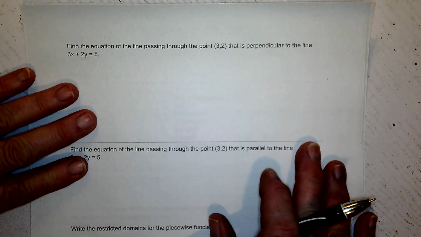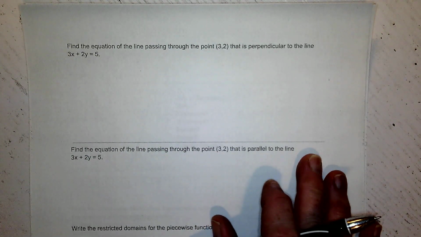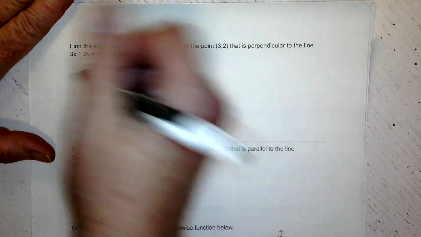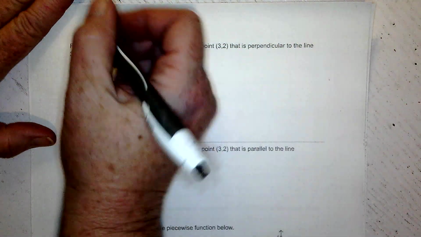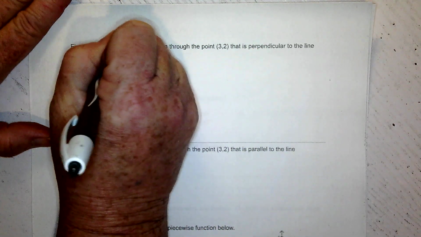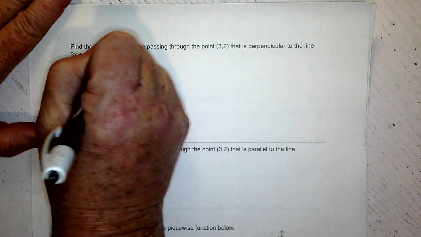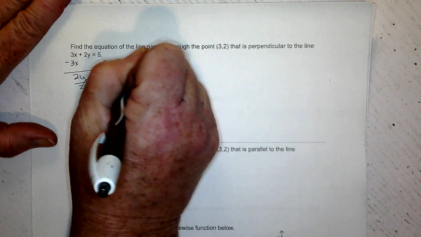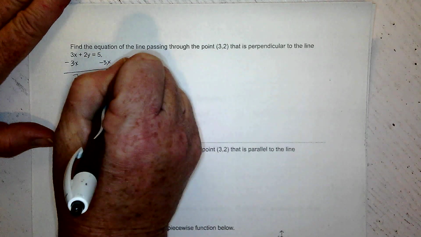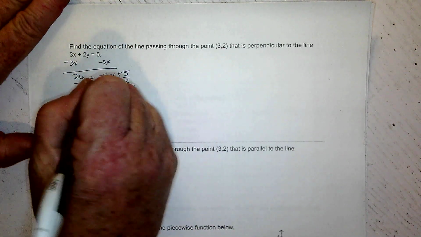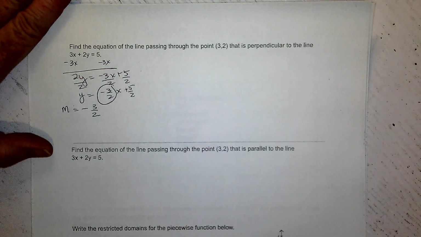All right, find the equation of the line passing through the point 3, 2 that is perpendicular to the line given. Well, I want to know what the slope of the line is that's given here, so I need to solve for y. Subtract 3x from both sides and divide everything by 2. So y equals negative 3 halves x and nothing else matters. I just want to know that. The slope of this line is negative 3 halves.